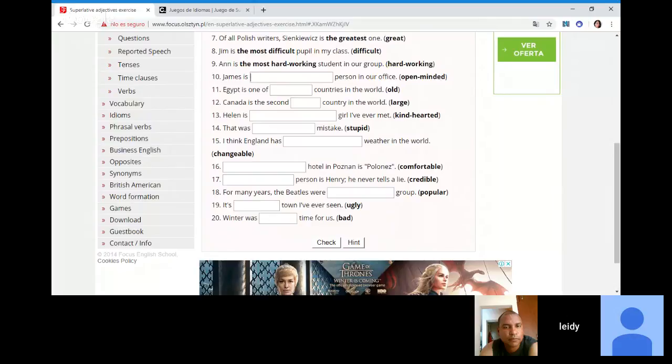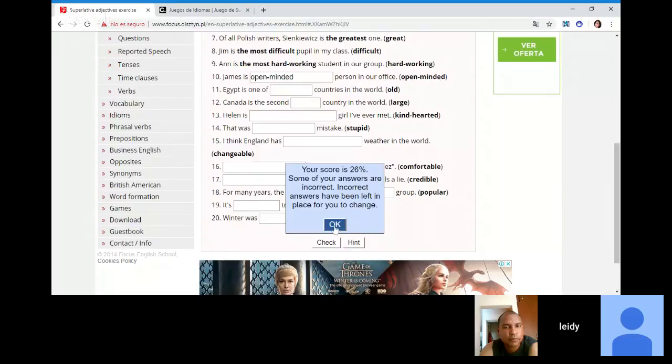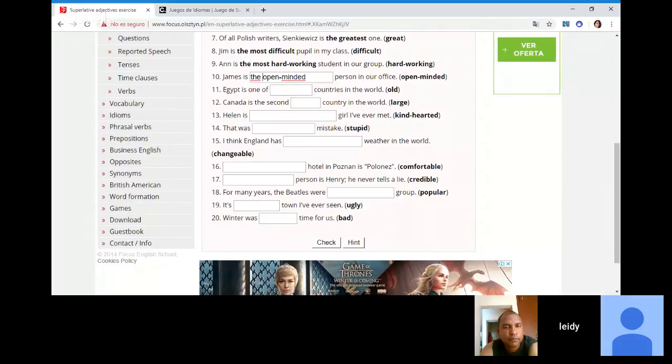Open. Open meaning. No, because remember, you write first the article, the... the what? The open minute. No. What is the superlative in this part? The most. The most is correct. Now, the most open minute.